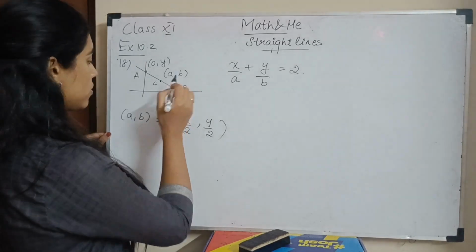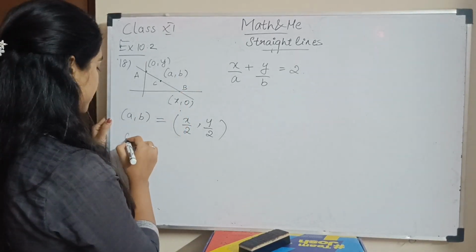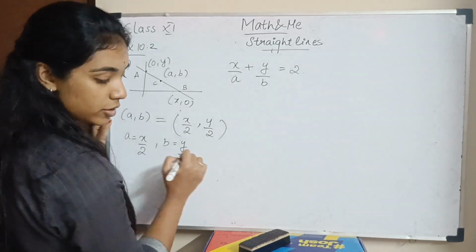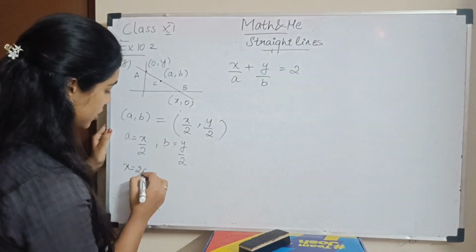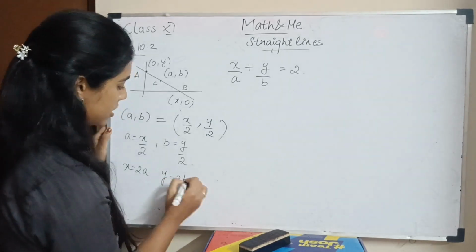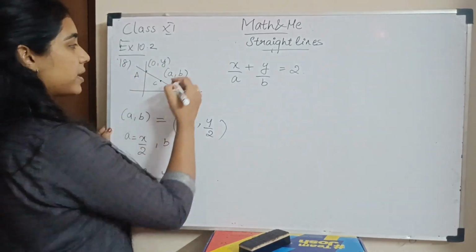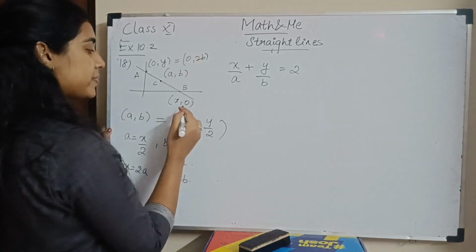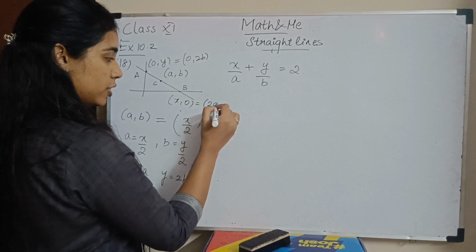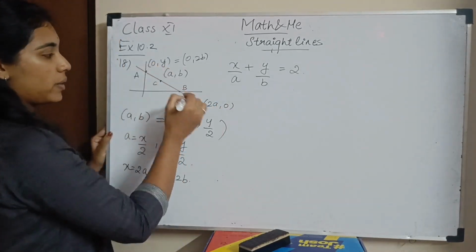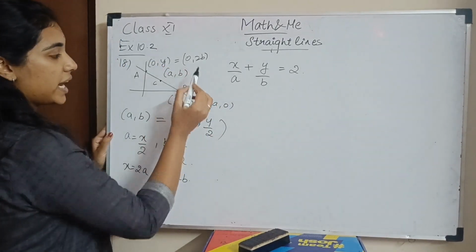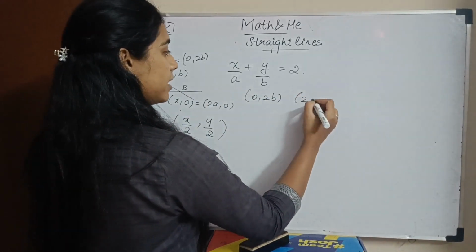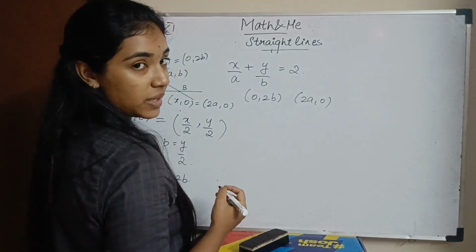Right? So what do we know? a equals x by 2 and b equals y by 2. That means x equals 2a and y equals 2b. So what does the coordinate become now? 0 comma y is nothing but 0 comma 2b. x comma 0 is nothing but 2a comma 0. So now we need to find the equation of this line. We have 2 points. So we have points 0 comma 2b and 2a comma 0. Let's find the equation of this line.